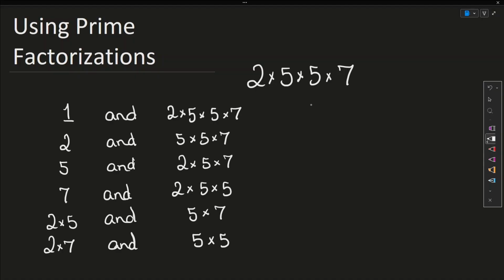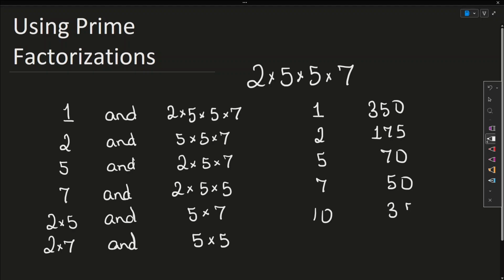If we choose to evaluate them, these become 1 and 350, 2 and 175, 5 and 70, 7 and 50, 10 and 35, and 14 and 25.